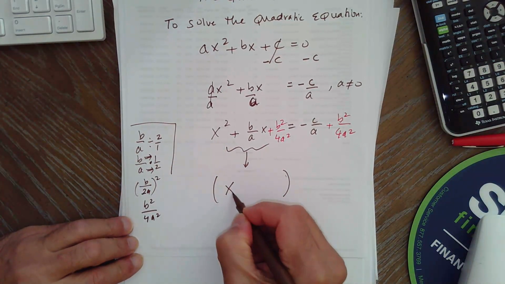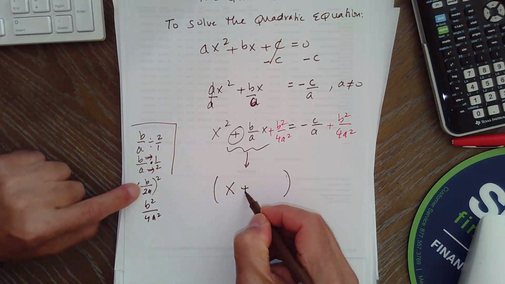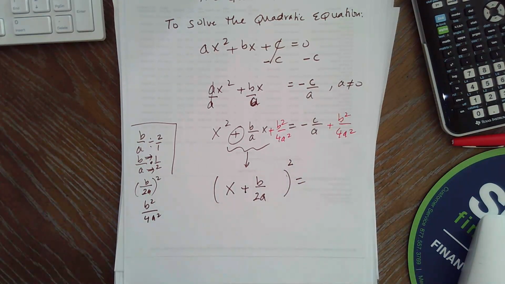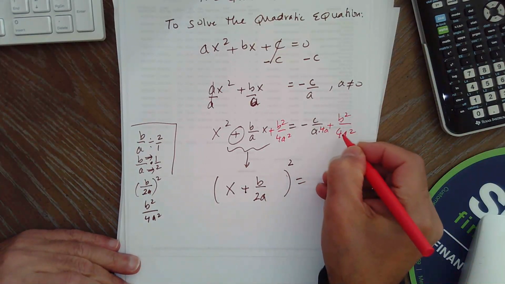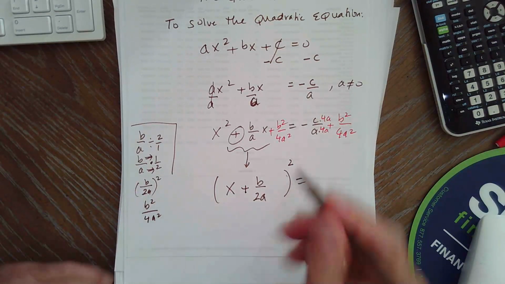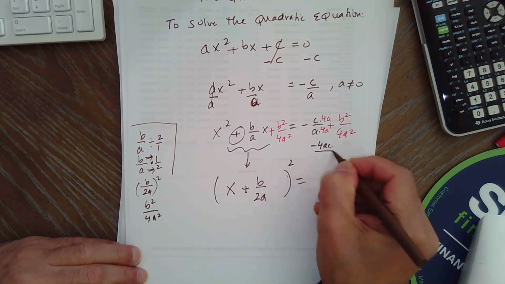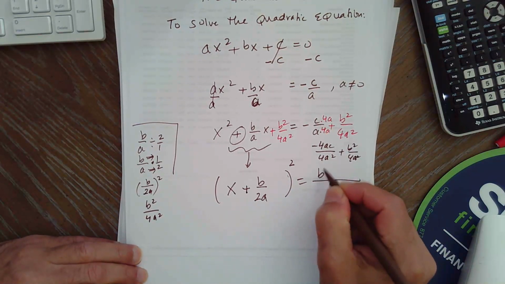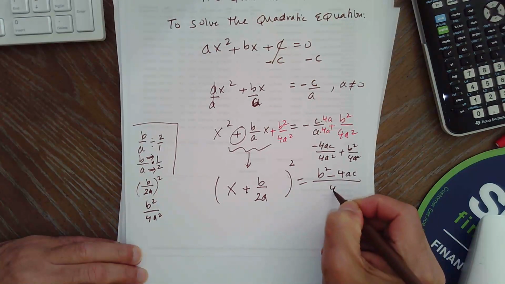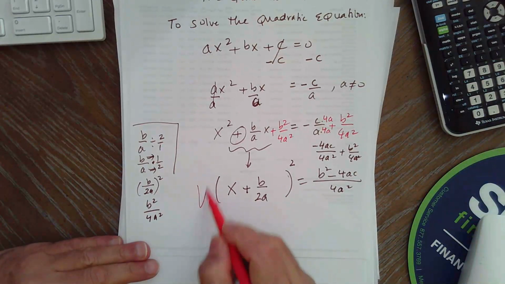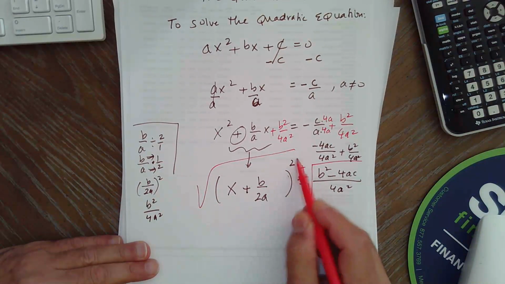Remember the trick, we pull the x down, the sign is plus, and then we look over here, b over 2a squared. Now for these two guys to add, we need to have the same common denominator. We don't, so I times this by 4a to make it 4a squared on bottom. So we get negative 4ac over 4a squared plus b squared over 4a squared, which we can write as b squared minus 4ac all over 4a squared. So now we can do square rooting, and it's plus and minus.